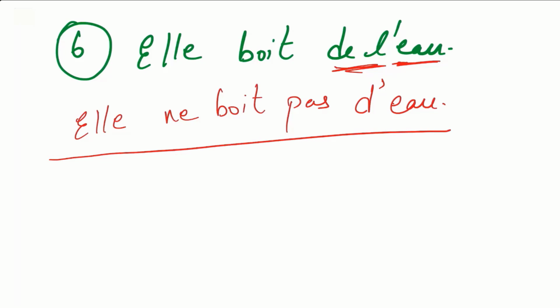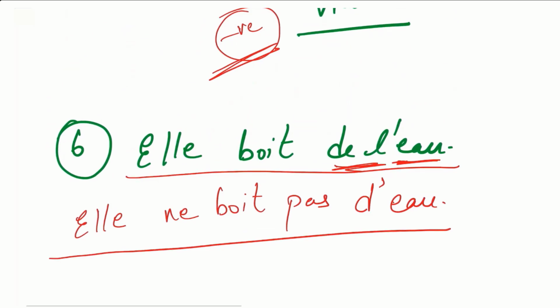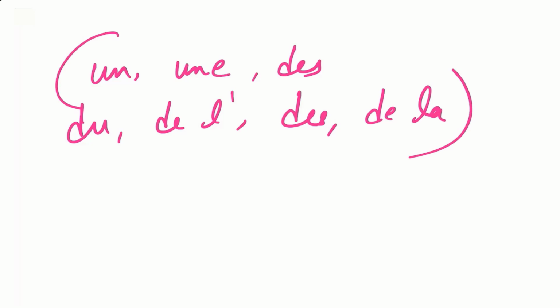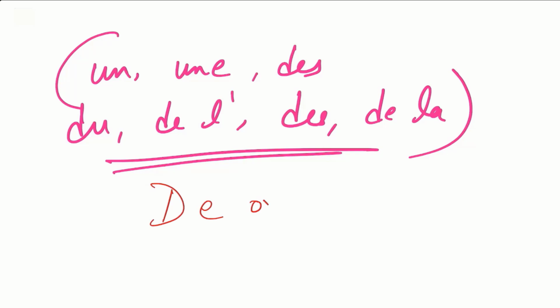She is drinking water. Okay, so we have done a few examples of les articles indéfinis and partitive articles. So these are partitive articles, what I am writing now. These are changing into de or d' with an apostrophe.